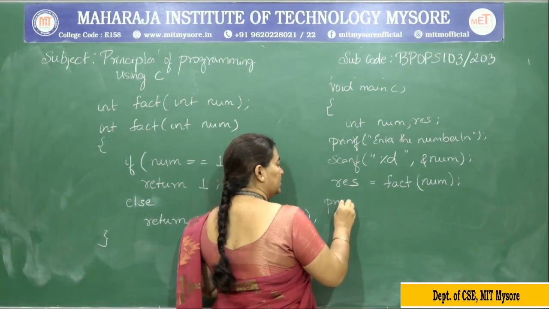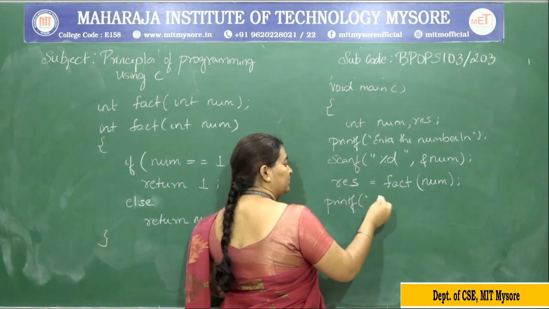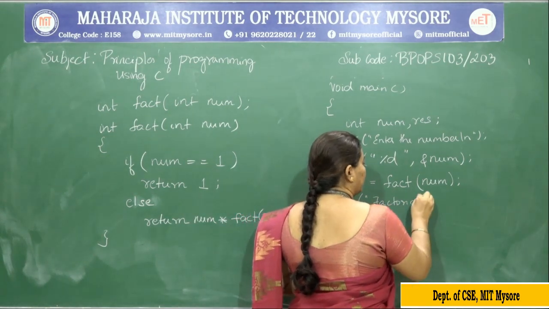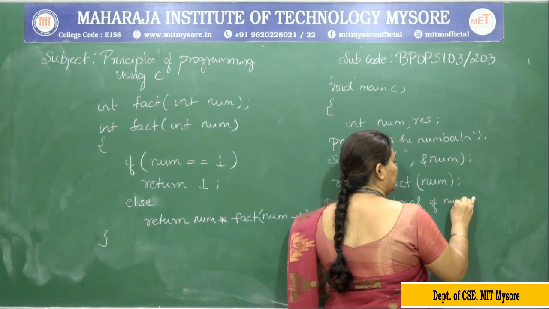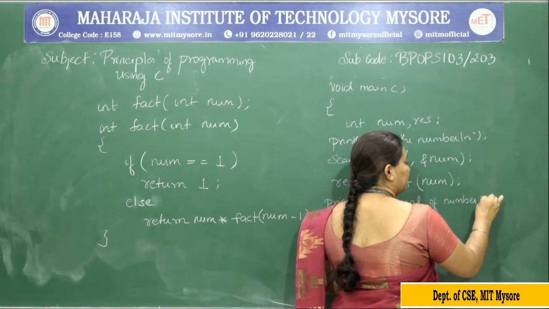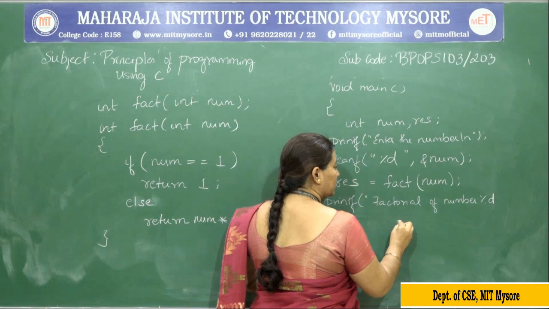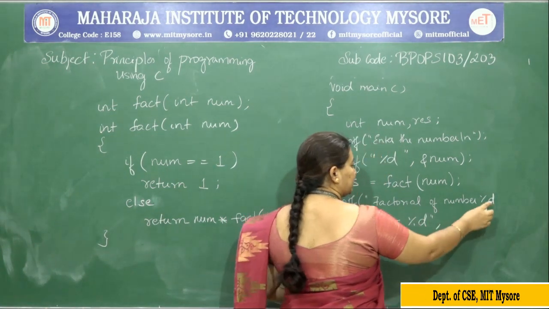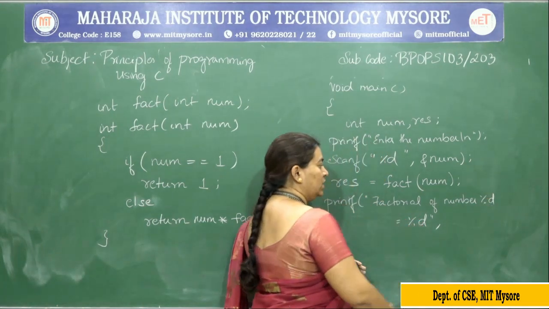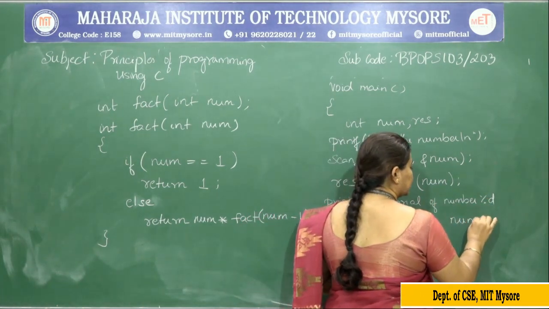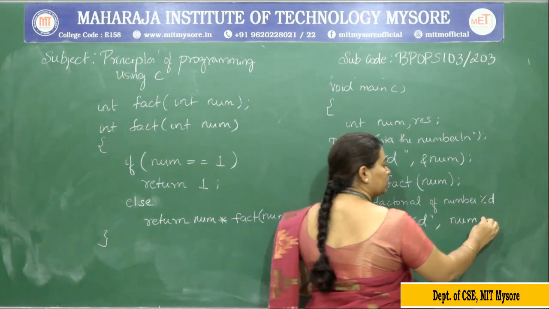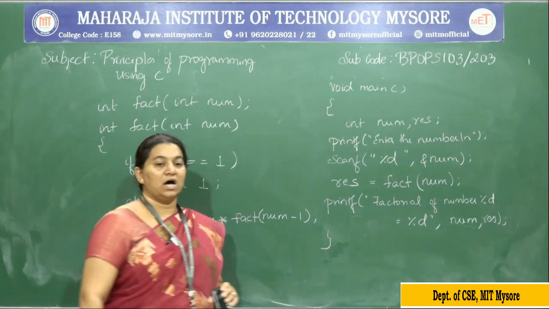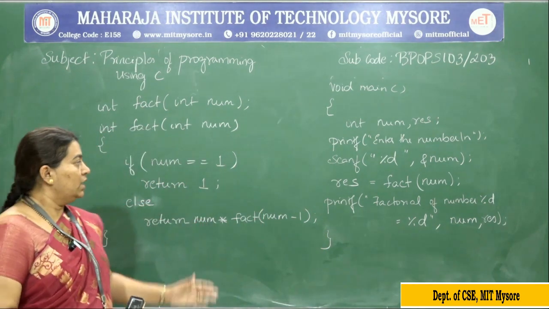Next what? I have to print the result. So I'll print the result here. So printf, what I am going to do? Factorial of a number %d is equal to %d. So this format specifier, I am going to use it for the number to display. Next, this format specifier to display my result. So this is how I am going to use my program.